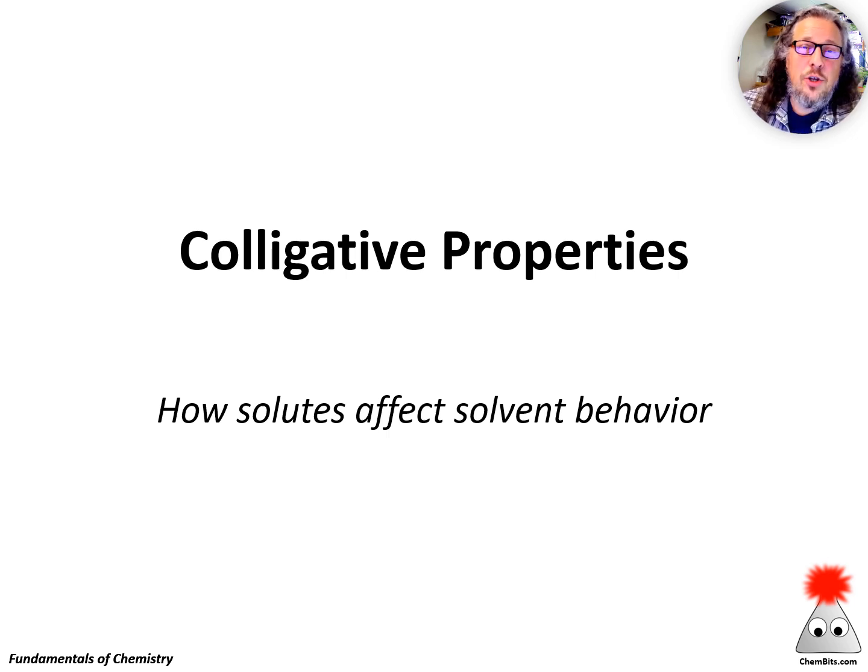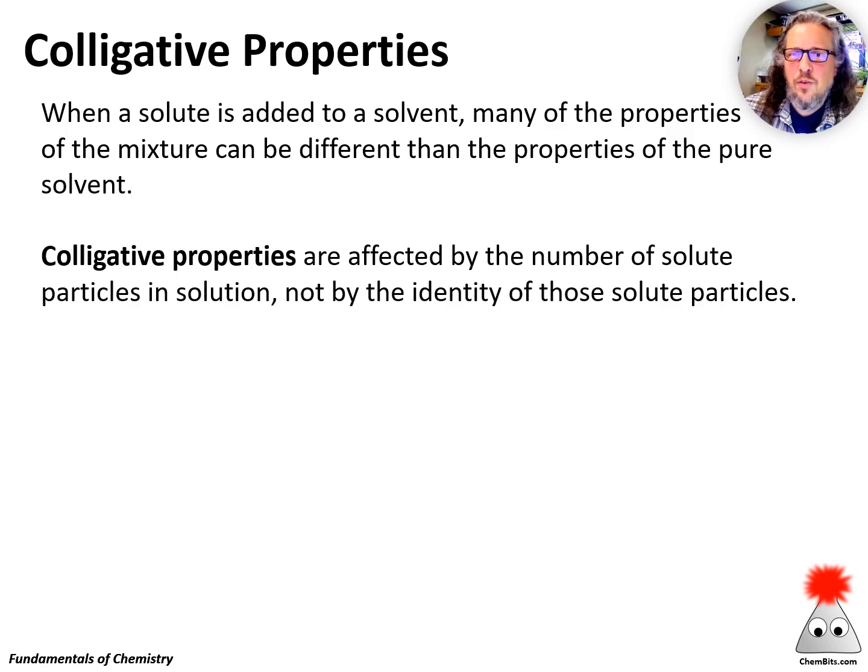The presence of a solute will affect the properties of a pure solvent, and a number of those properties are what we call colligative properties. A colligative property is special because it is one that is changed by the number of solute particles, but not really their identity. So it only matters how many solute particles there are. It doesn't matter what those solute particles are.